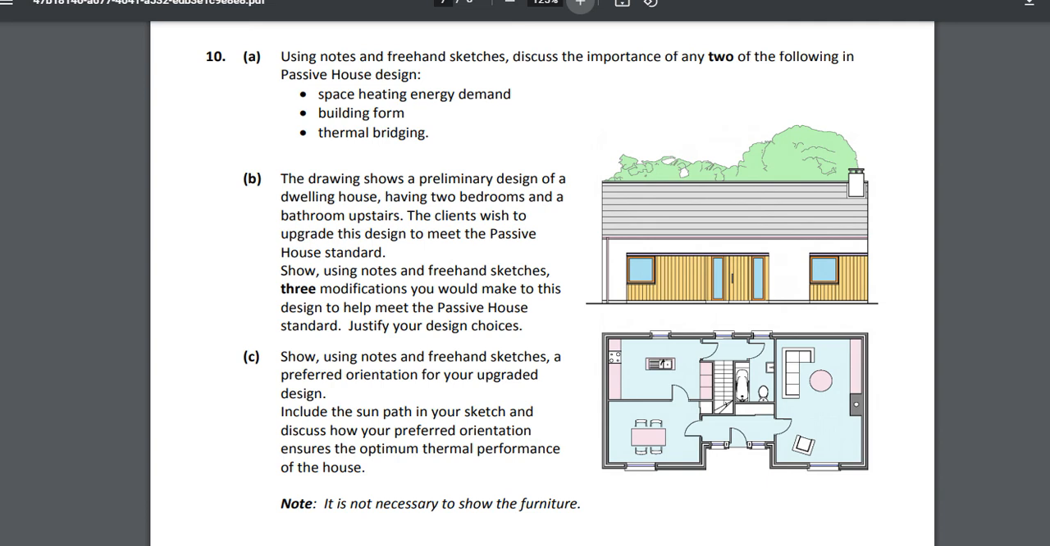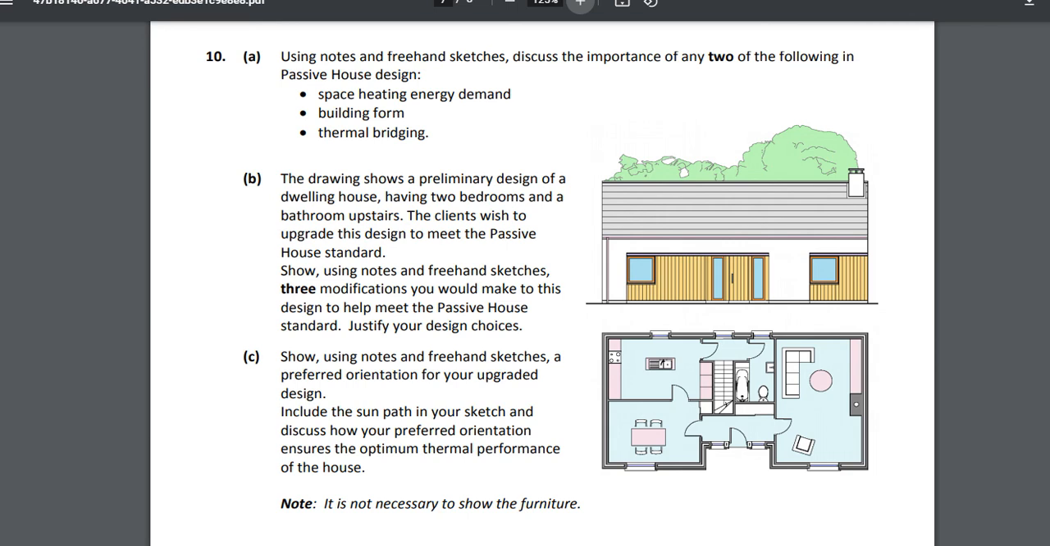Part 3 then, show using notes and freehand sketches a preferred orientation for your upgraded design. Include the sun path in your sketch and discuss how your preferred orientation ensures the optimum thermal performance of the house. So in other words, this is turning the house to face the sun. Sun path diagram, and you're going to put that layout in.